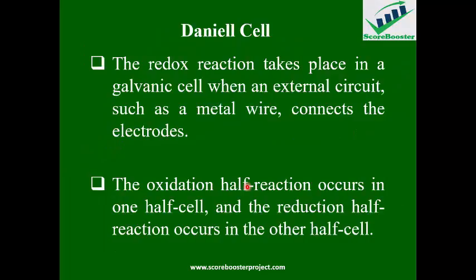In the Daniell cell, a redox reaction takes place. I remember we have solved a question on this before. In that Daniell cell, there is an external circuit, that is the wire that links the two electrodes from the outside. Then we have the electrodes, the copper and the zinc. The oxidation reaction occurs in one of them, then the reduction in the other. That is the redox that we are talking about.